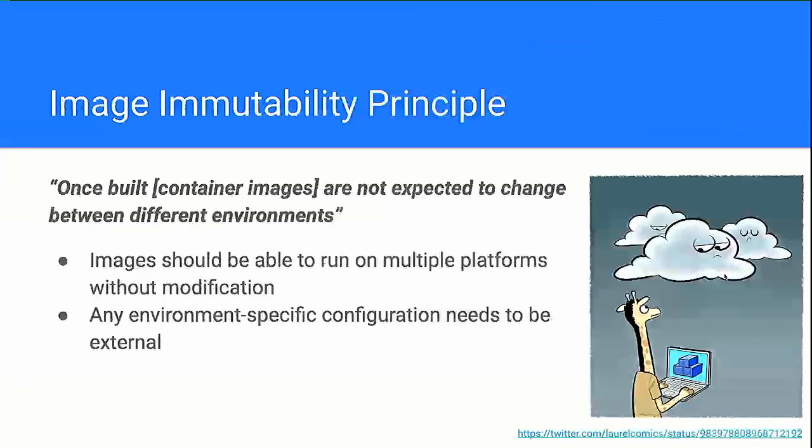All right, third principle, the image immutability principle. This says, once built, container images are not expected to change between different environments. The idea here is that images shouldn't need to be modified to run on different platforms. Instead, any environment-specific configurations should be stored externally, like we previously mentioned. This allows the same image to be used in dev, test, prod without modification. Cool.